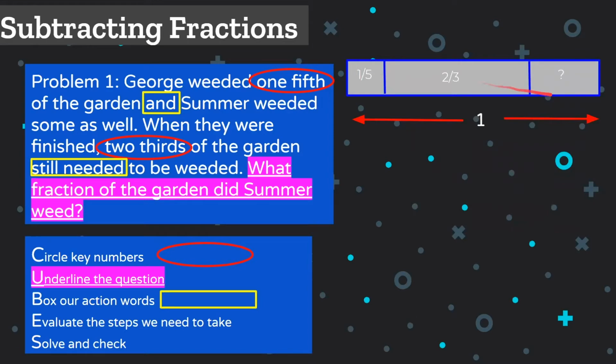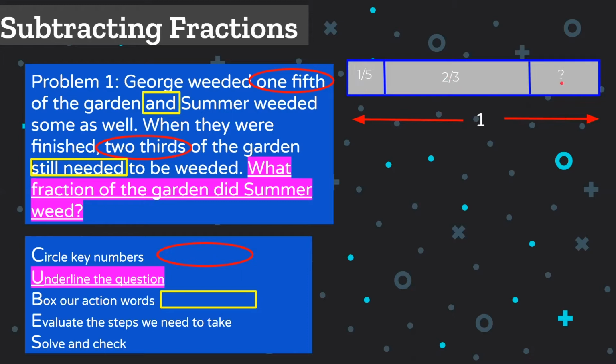So in this example, I thought it would be helpful that we could use a tape diagram. We already know what we know, right? We know that George weeded 1/5, that's this part here. We know 2/3 didn't get weeded at all. And out of the whole thing, out of our 1 unit, we're trying to determine how much Summer weeded. So really, with our tape diagram, we know the whole. We know 2 of the 3 parts, so we're only solving for 1.